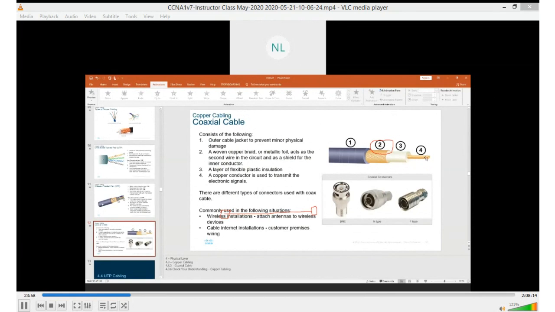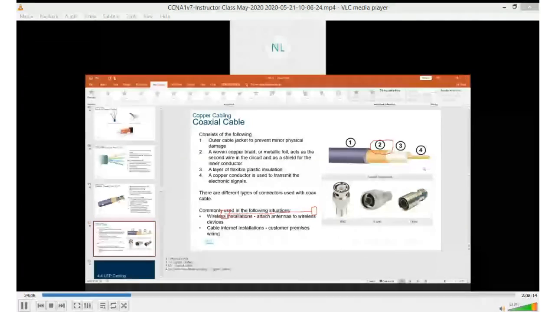And like we said, every cable has a termination, the end that you connect, that will enter the device. And in the case of coaxial, we have the N type, the BNC, and the F type connector.